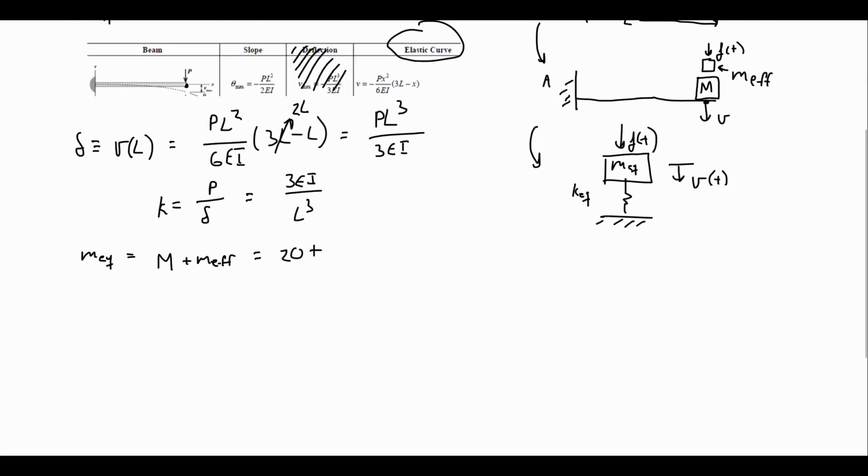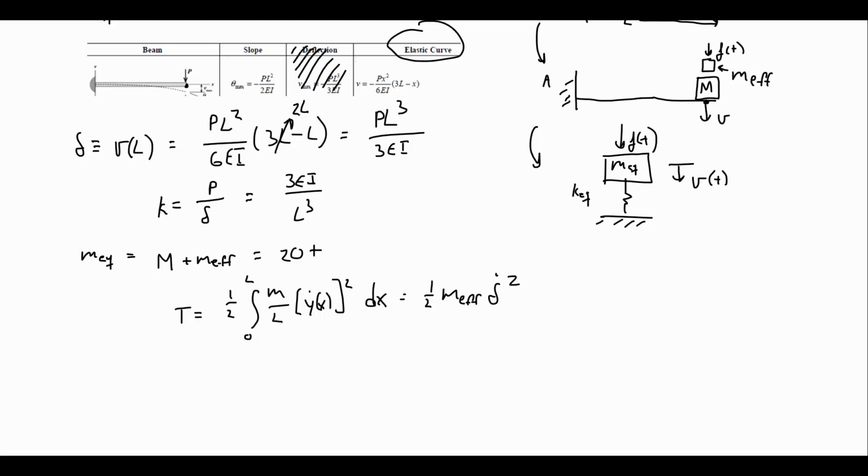So this is where we use the idea that the kinetic energy, I'm just going to talk about the beam at this moment, is 1/2 the integral from 0 to L of M over L times y of x dot squared dx. So that is the kinetic energy accounting for the distributed mass in the tail, and that's going to be equal to 1/2 M effective delta dot squared.